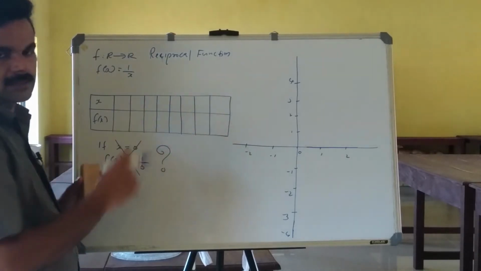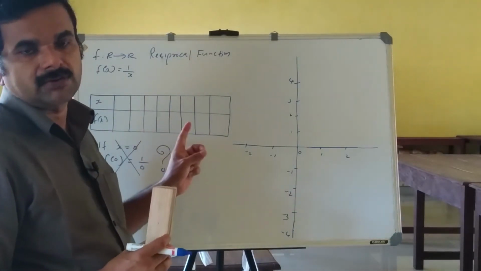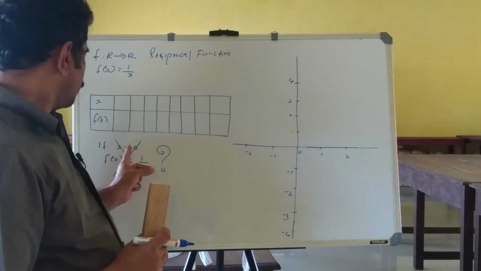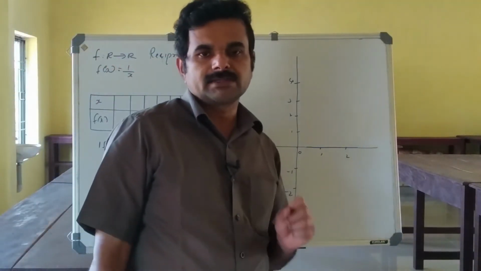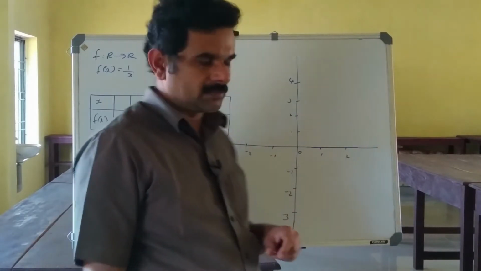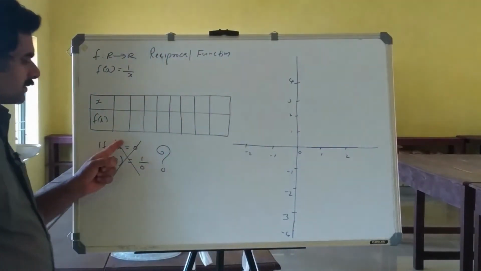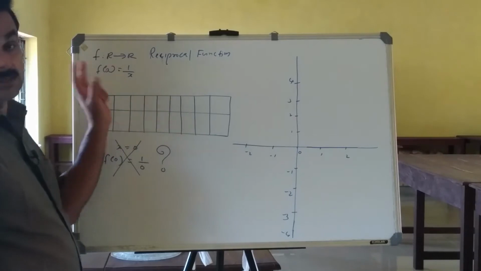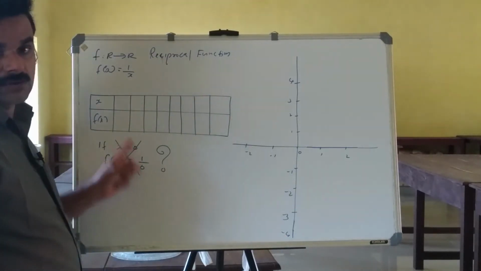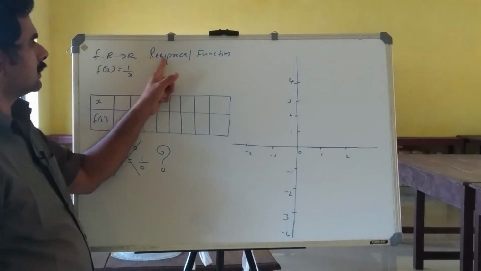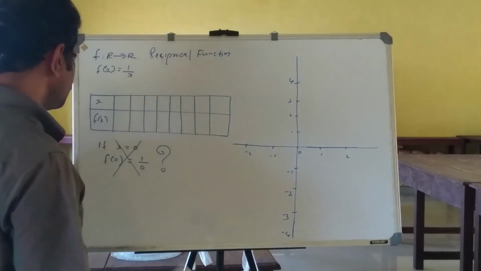This is a question mark. So there is no corresponding answer for f of 0 as 1 by 0, because division by 0 is not possible. So you can't take x is equal to 0. So there is no 0 for this function. You remember this, 0 is not valid for this function, the reciprocal function.